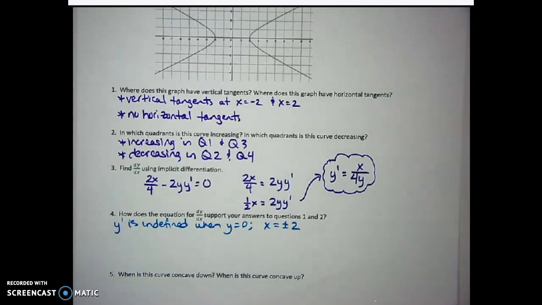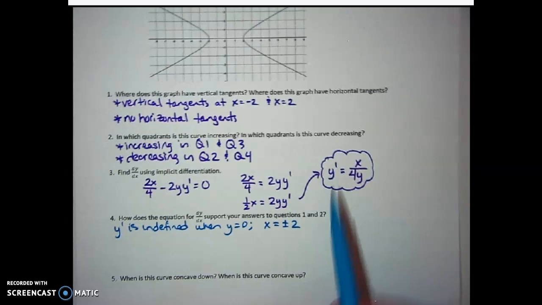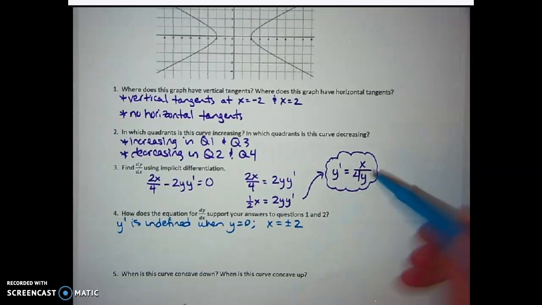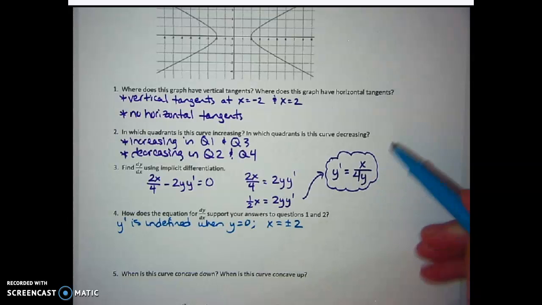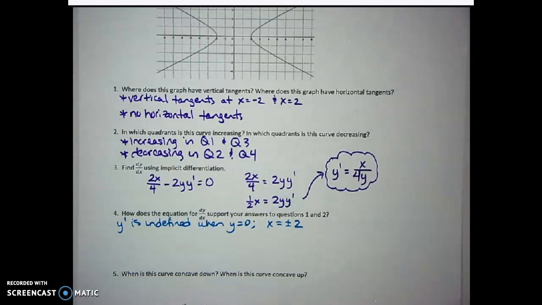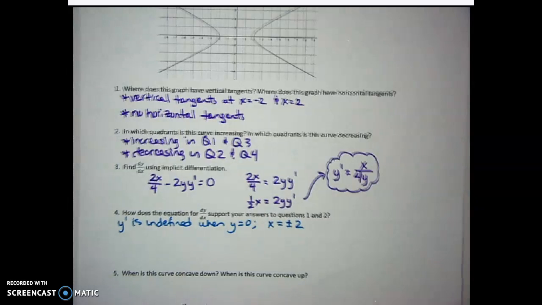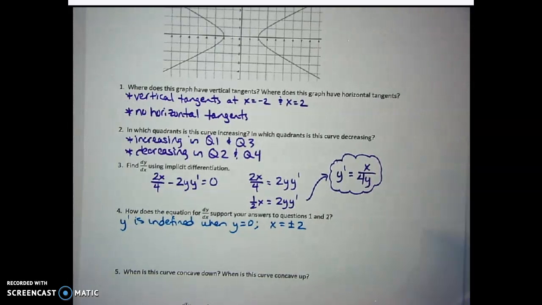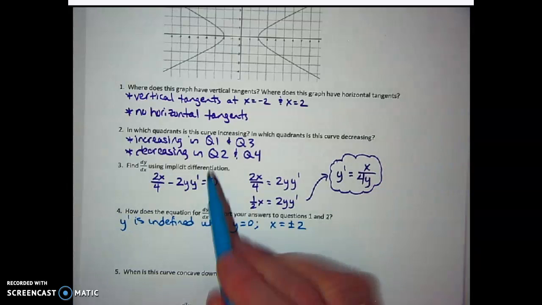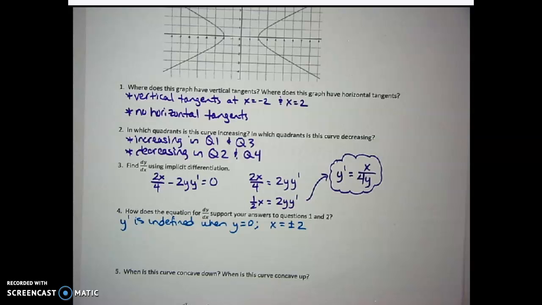Now let's take a look at how this supports question number 2, in which quadrants is the curve increasing and in which quadrants is the curve decreasing. Well, let's just think about this. Y prime is going to be positive if both x and y are positive, or if both x and y are negative. And where does that occur? Where both x and y are positive is in quadrant 1, so it would be increasing. And where else are x and y positive is in quadrant 3, where it's also increasing. So the curve is decreasing when x and y are opposite signs. So again, that's going to occur in quadrants 2 and 4.